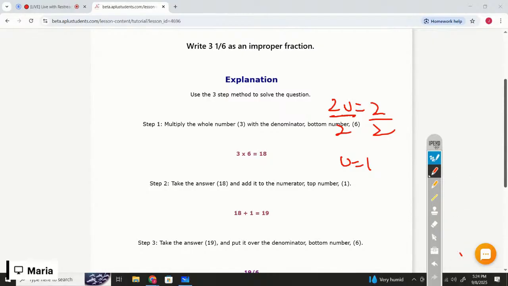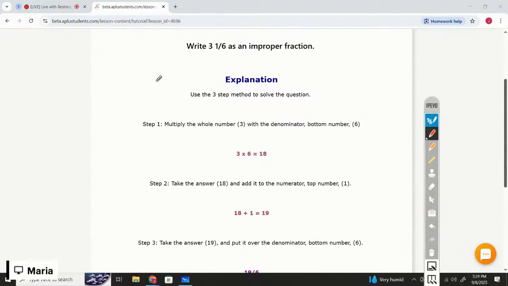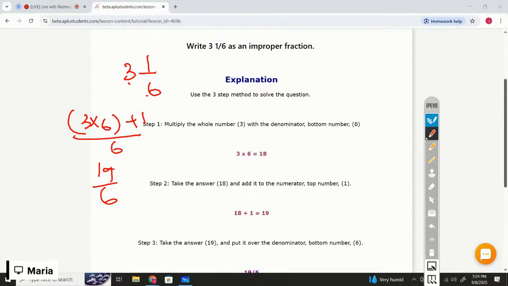So that is 3 over 1 by 6. We have to do 3 times 6, right? You need to add this one and divide it by 6. 3 times 6 is 18 and 1, 19 over 6. That is 19 by 6.